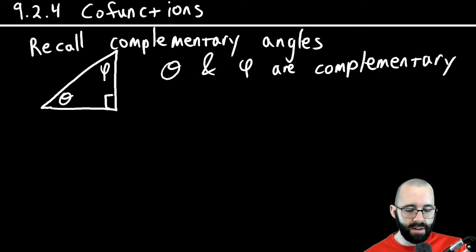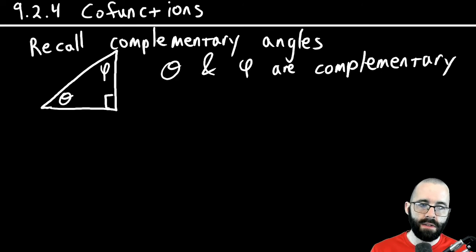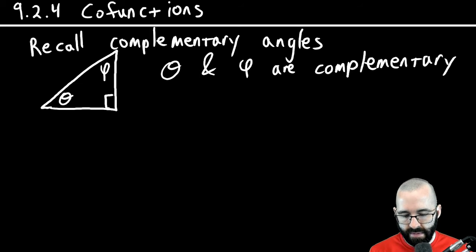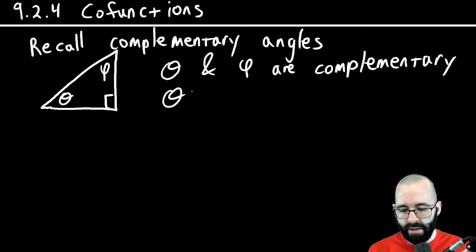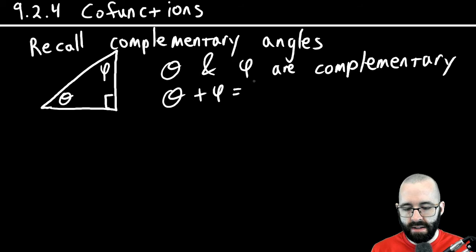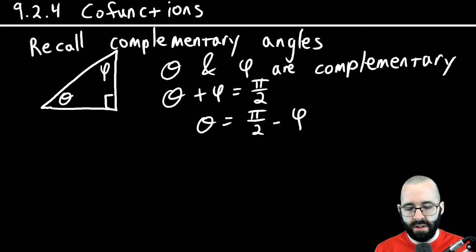Supplementary is add up to 180 degrees. And these ones have to add up to 90 degrees because it's in a right triangle, and all triangles add up to 180 degrees. Okay? So again, theta plus phi is 90 degrees, or pi over 2. So theta is just pi over 2 minus phi. You could subtract phi from both sides and get that these two equations are the same.